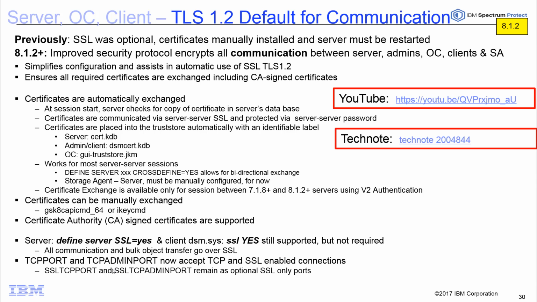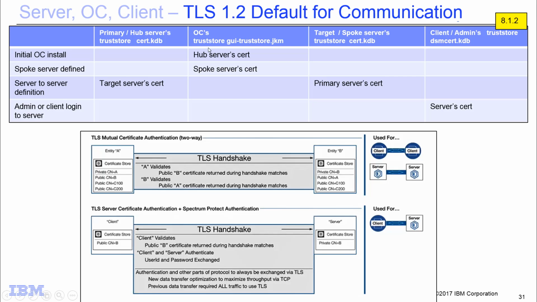If you set the SSL TCP port or SSL TCP admin port options, those will remain specific just for SSL communication. Okay, on slide 31, I have 2 charts here.